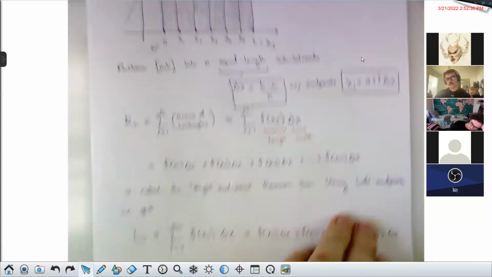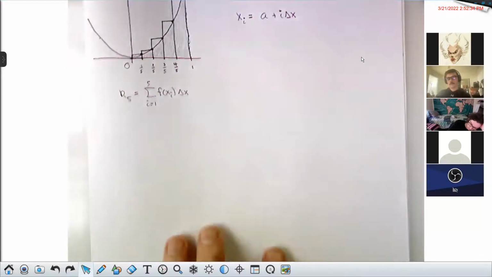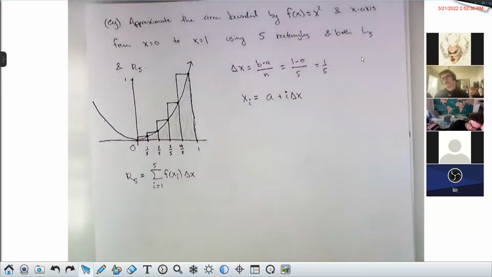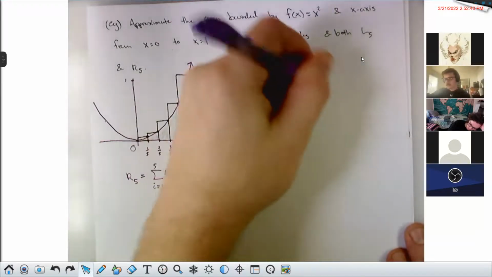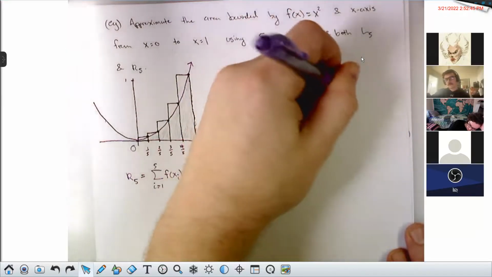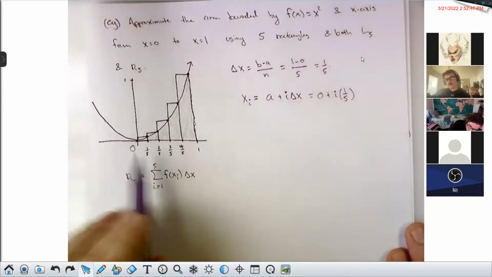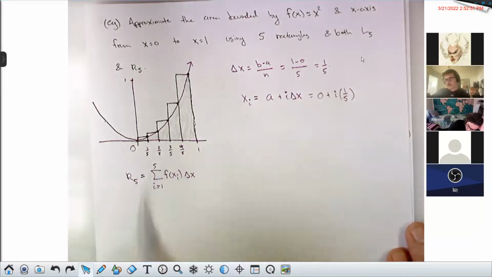Okay, coming back to our computation. So again, A is 0. Delta x was 1/5. So this is i times 1/5, and that's where these numbers are coming from, right? 1/5, 2/5, 3/5, 4/5, and 5/5 is 1.